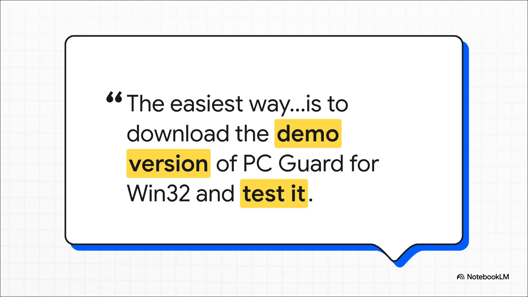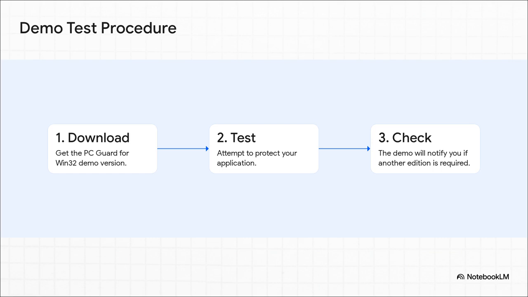It's really the most practical way to get a solid answer without having to dig through a bunch of project files. And the process honestly could not be easier. Just 3 simple steps. First, download the demo for Win32. Second, try to protect your application with it. And third, just see what it says. The demo is actually designed to be a diagnostic tool. It will analyze your app and tell you exactly which edition you need if the Win32 version isn't the right one.